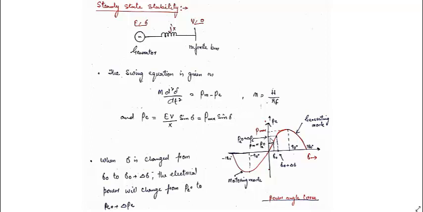When I increase the mechanical power from this point to, let's say, this point, here mechanical power is more, but electrical power is still this much. In this case, when mechanical power increases, we know that PA is equal to PM minus PE. Since PM is more, it results in the acceleration of the rotor.